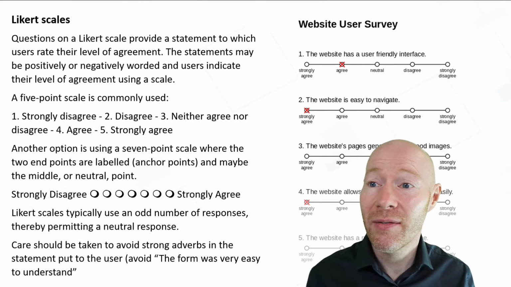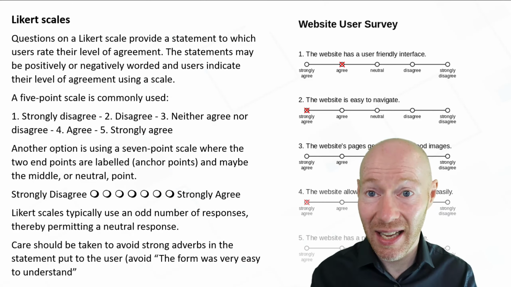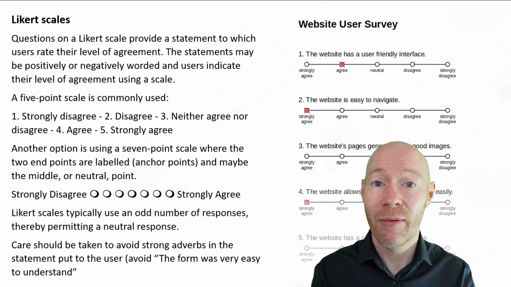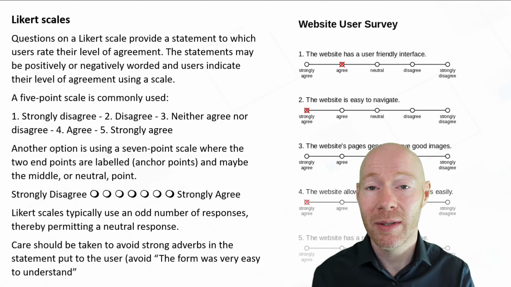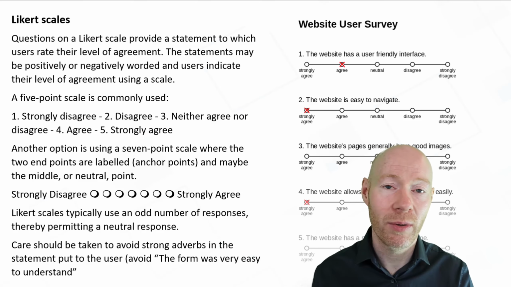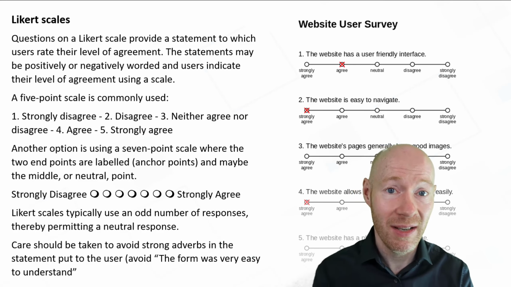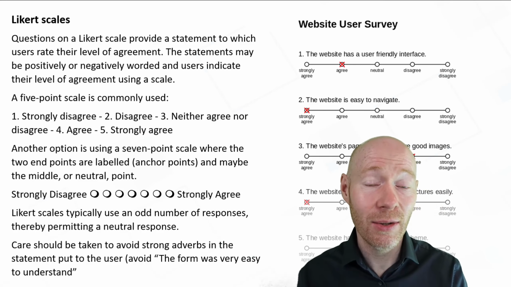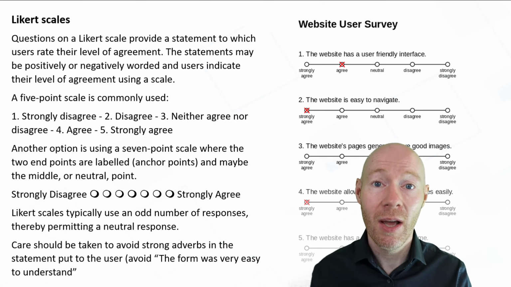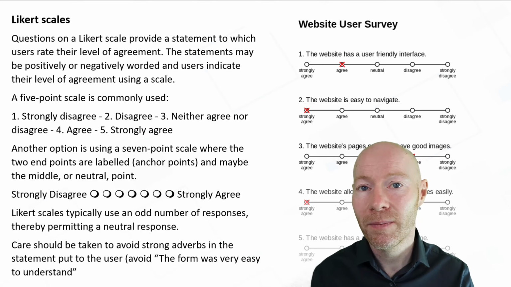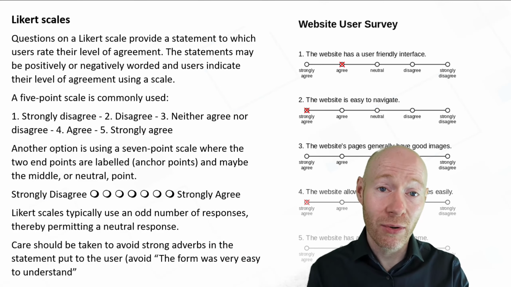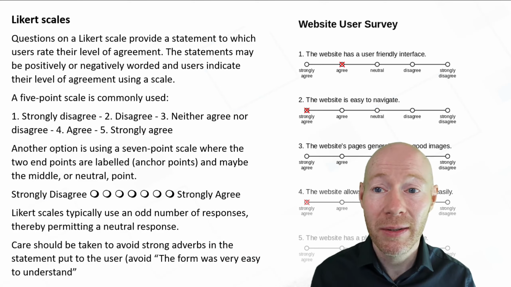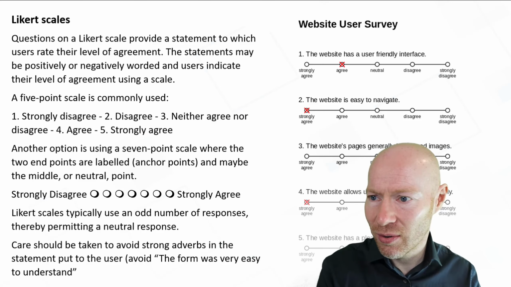For Likert scales then, first of all, they provide a statement to which we ask the user to provide their level of agreement with that statement. Now, the statements, we could word them positively or we could word them negatively. We could ask the user if they found the system easy to use or if they thought the system was not easy to use. In all cases, we give the user a scale across which they can indicate their level of agreement. And there's a couple of options. You can see them here.